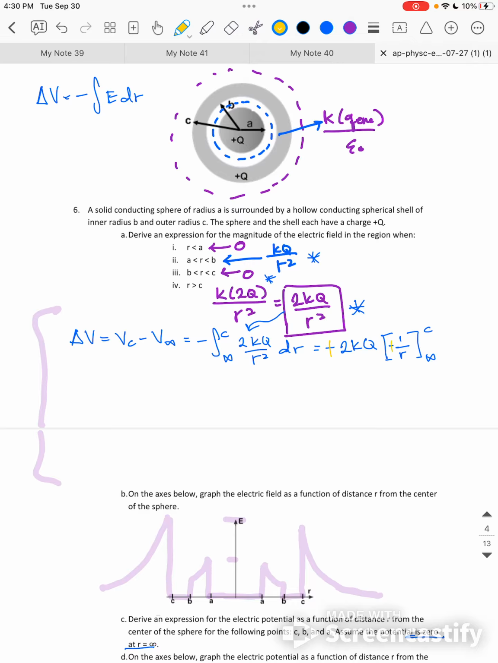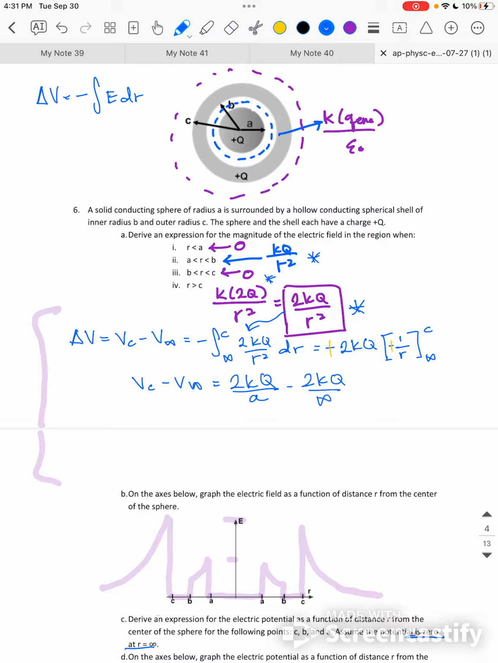And some students couldn't figure out where the negative went when we get our potential, especially when we use our potential equation KQ over R squared, or KQ over R. But in this scenario, you can see that when you take the integral of 1 over R squared, it becomes a negative, which then gets rid of the negative in front. So in this scenario, we've got VC minus V infinity is equal to 2kq over A minus 2kq over infinity.